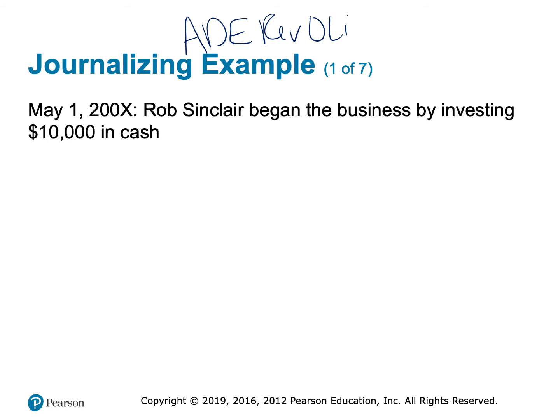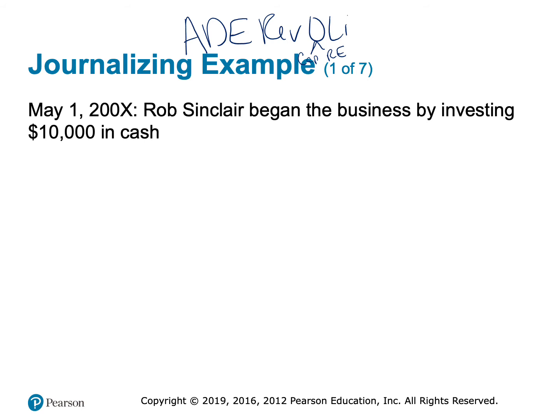But remember, the O in AILEO is capital and retained earnings. And so we said that capital is the amount of investment. And since there's been more investment now than there was before, we need to increase the capital account, and that gets increased with a credit. So remember, we're debiting cash, we're going to credit capital for $10,000.